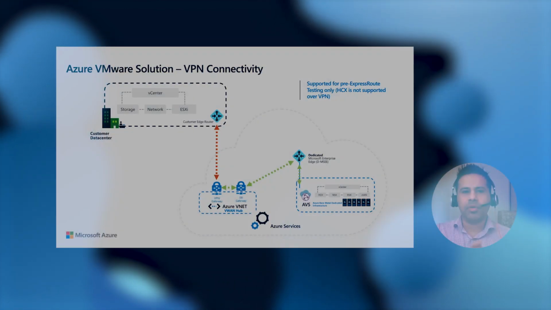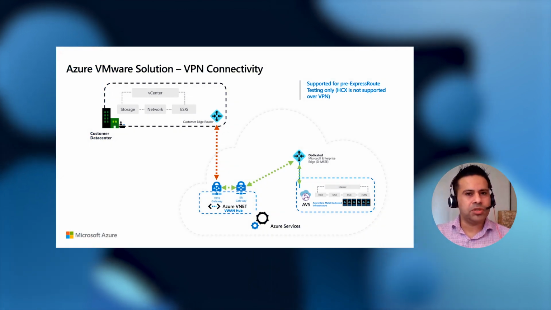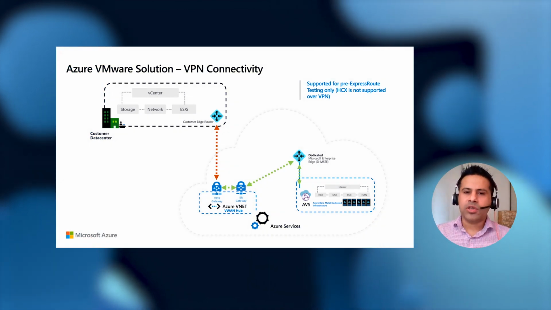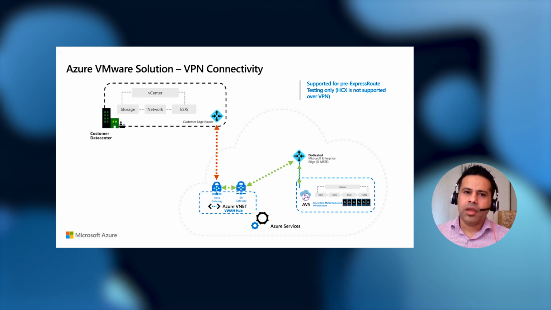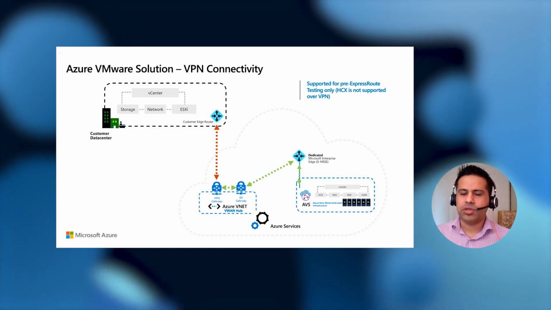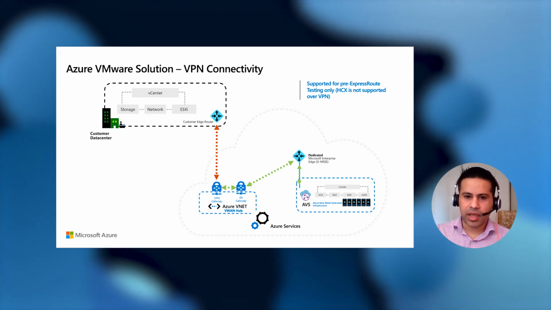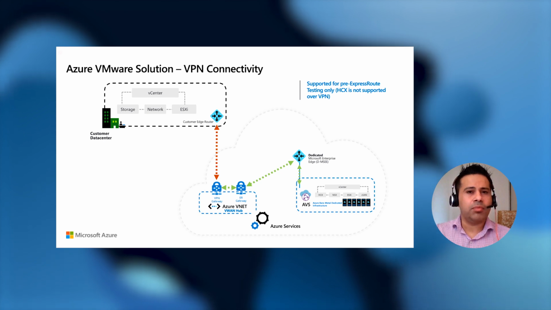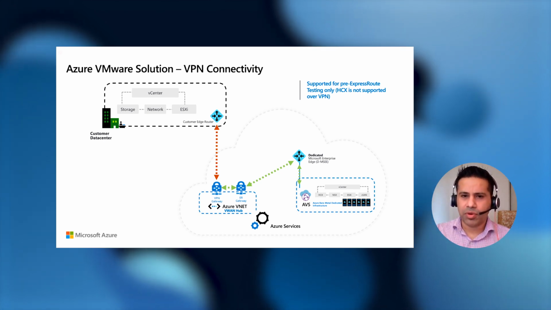Moving on to what other kind of connectivity options we have in Azure VMware Solution. I mentioned you connect to Azure VMware Solution from your on-premises using ExpressRoute. We also provide VPN connectivity, but this is in POC mode or 30-day trial only. HCX, which is VMware's Hybrid Cloud Extension, the migration tool from on-premises to AVS, is not supported over VPN. But again, this is supported for your trial or POC mode only.